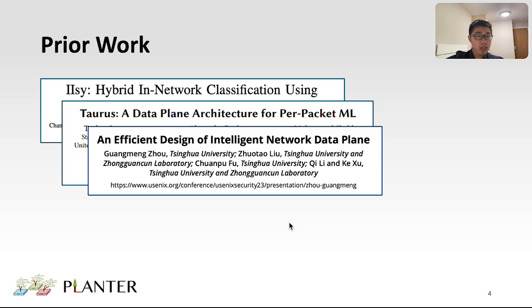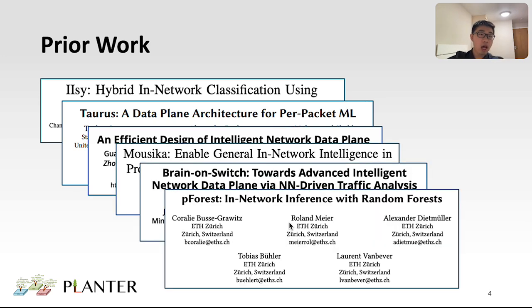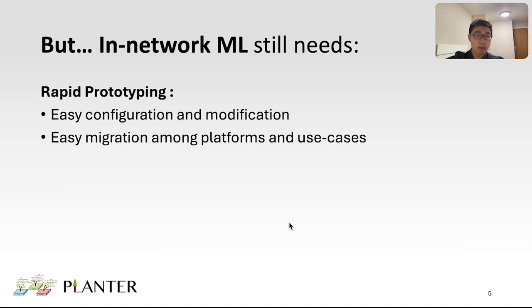The last 5 years have seen quite a lot of works on in-network machine learning, but these works mainly focused on mapping a single model to a single device for a single application. To make in-network machine learning practical, a rapid prototyping solution is required. The solution needs to support easy configuration and modification of deployed models, and easy migration among platforms and use cases.